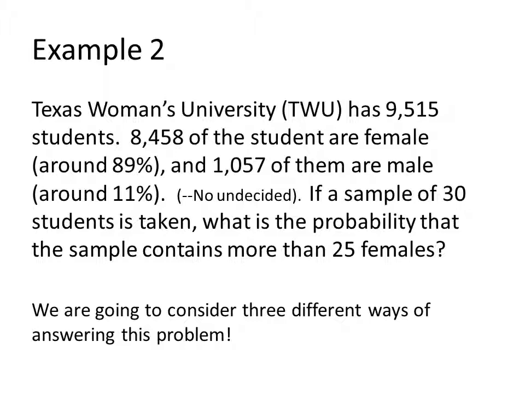Let's look at a different example. Texas Woman's University has 9,515 students. Now, 8,458 of them are female, and 1,057 of them are male. If a sample of 30 students is taken, what is the probability that the sample will contain more than 25 females? We're actually going to look at 3 different ways of answering this question.